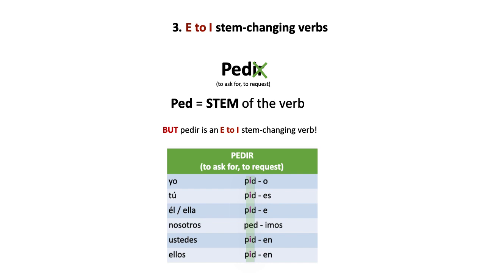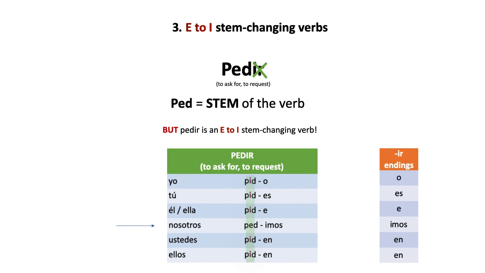Notice that the E is changing to an I everywhere but here, because that's the rule, right? So it's yo pido instead of yo pedo, tú pides instead of tú pedes, etc., right? I change the E for an I. And I add the ir endings because it's pedir, it ends in ir, right? Actually, incidentally, all verbs that belong to this group are ir verbs.